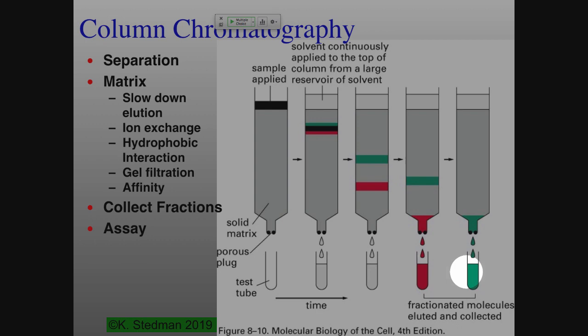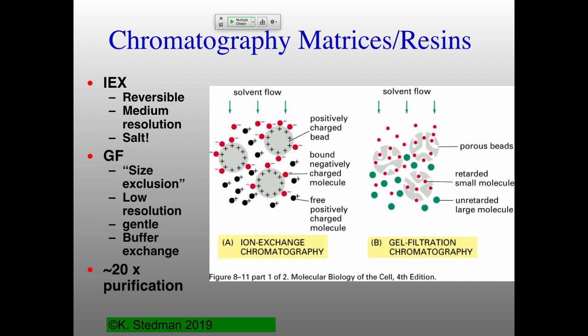Then you're going to collect across the bottom, again, just like we had with the centrifugation. First things that come off, this has nothing in it, nothing in it. Eventually, the red thing that you're looking for and the green thing that it looks for. Let's look at some of these matrices, what's in each of those columns.